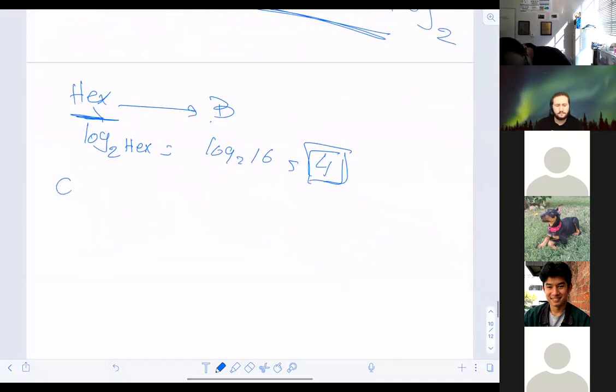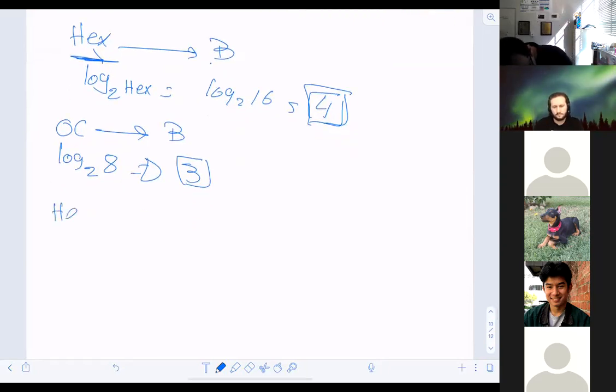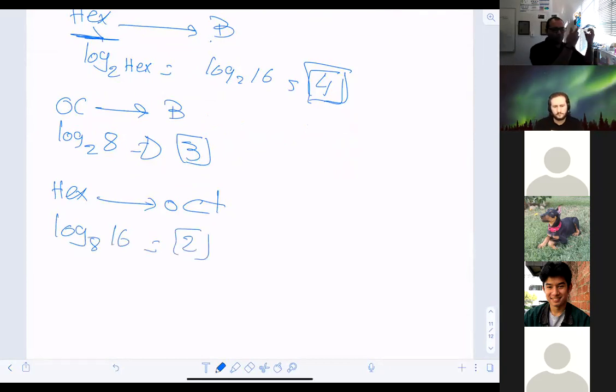If I would like to do it with octal and binary, the log is gonna be log 2 of 8, which is 3. So any digit of octal will be represented by 3 digits of binary. Let's make it like this. I want the hex and octal relation. So log 8 of 16 is 2. So any digit of hex will be equivalent to 2 digits of octal. You group them or you break them, depending on which way you are going. That makes sense? Is it easy peasy lemon squeezy?